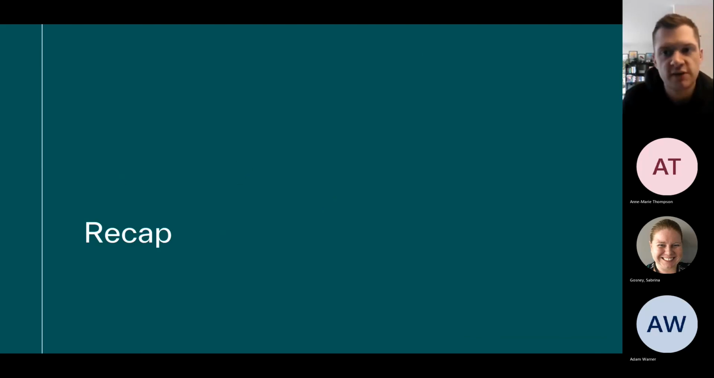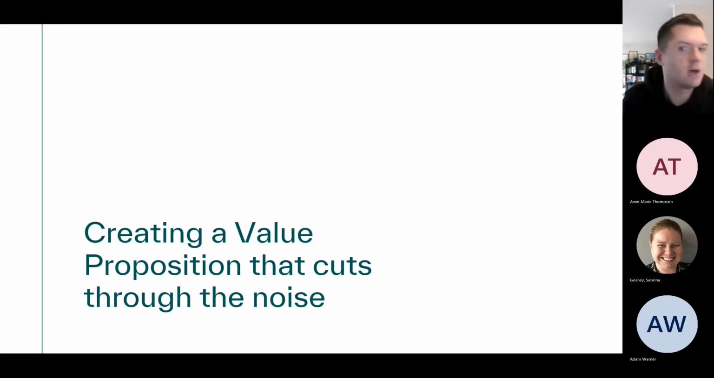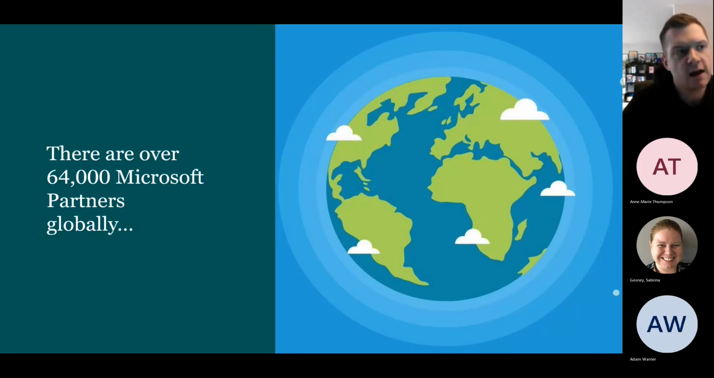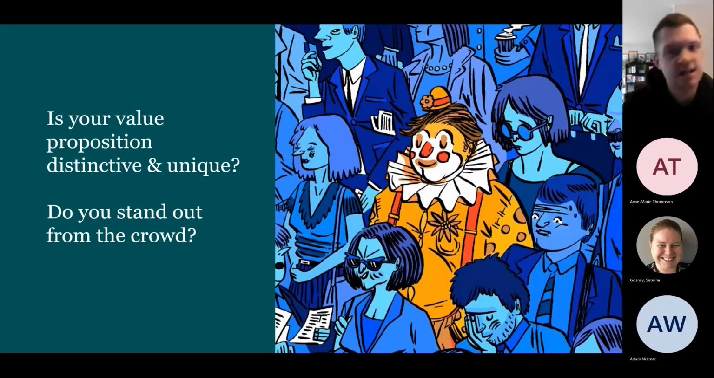We're just going to start with a recap of the last two sessions. Session one was around creating a value proposition that cuts through the noise, how we do persona work, and very basic foundations for go-to-market. We spoke about how there are globally over 64,000 Microsoft partners, and it's really important that our value proposition is distinctive and unique, so that we stand out amongst the crowd of those 64,000 other partners.